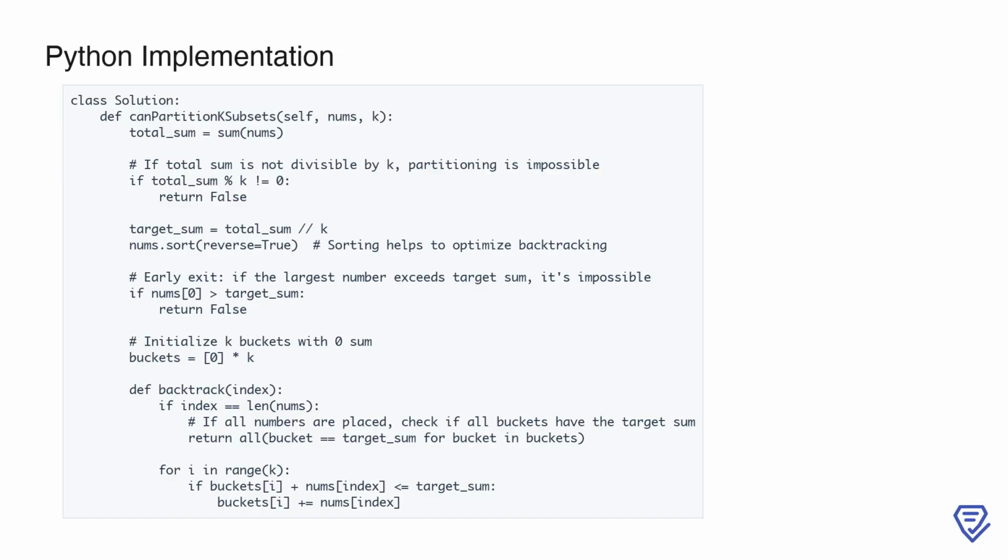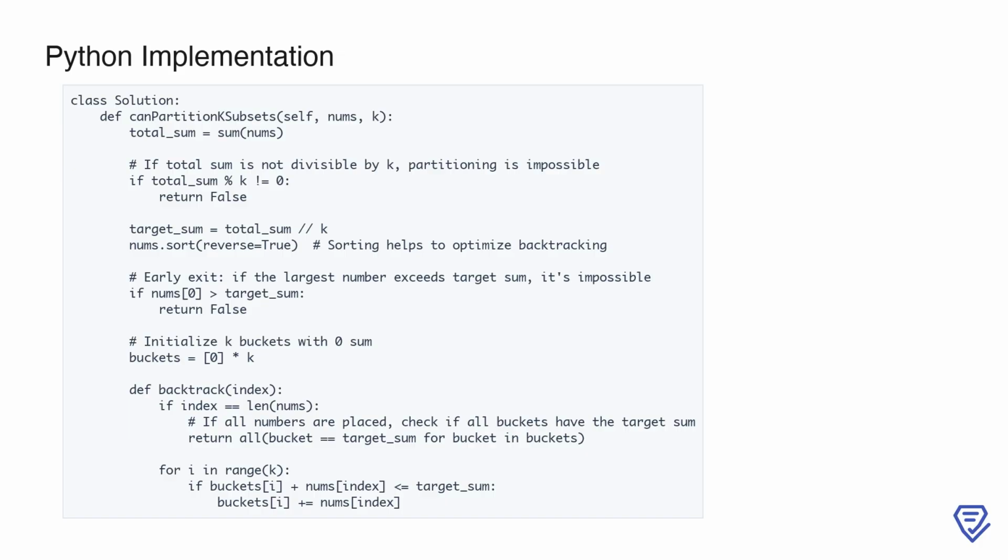Sorting the numbers in descending order helps optimize the backtracking process by attempting to place the largest numbers first. Additionally, if the largest number in the array exceeds the target sum, it's immediately clear that partitioning is not possible, so we return false. After that, we initialize an array, buckets, to keep track of the sums of the k subsets, all starting at 0. Finally, we define a helper function, backtrack, which will handle the recursive backtracking logic.